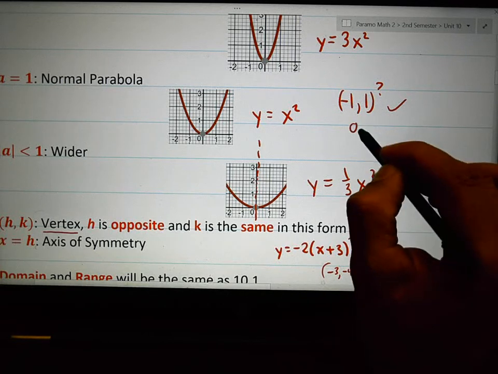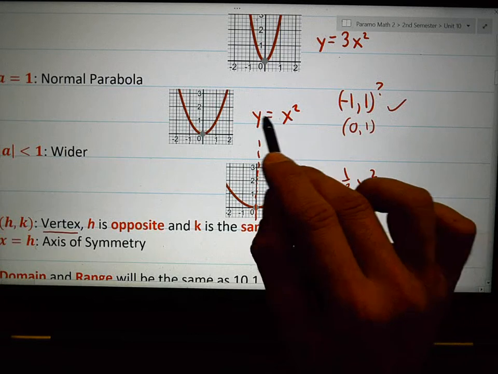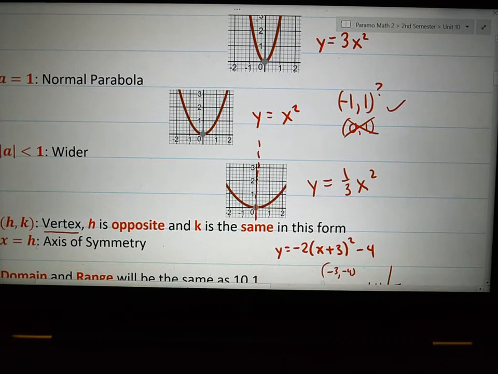Is 0, 1 a solution? You plug in the x, plug 0 into it. 0 squared. Does that equal 1? No, it's not a solution.